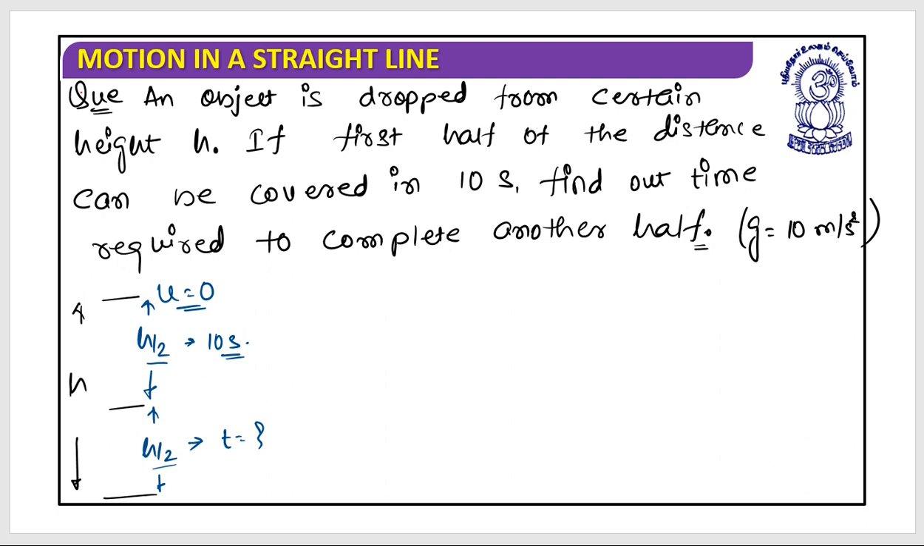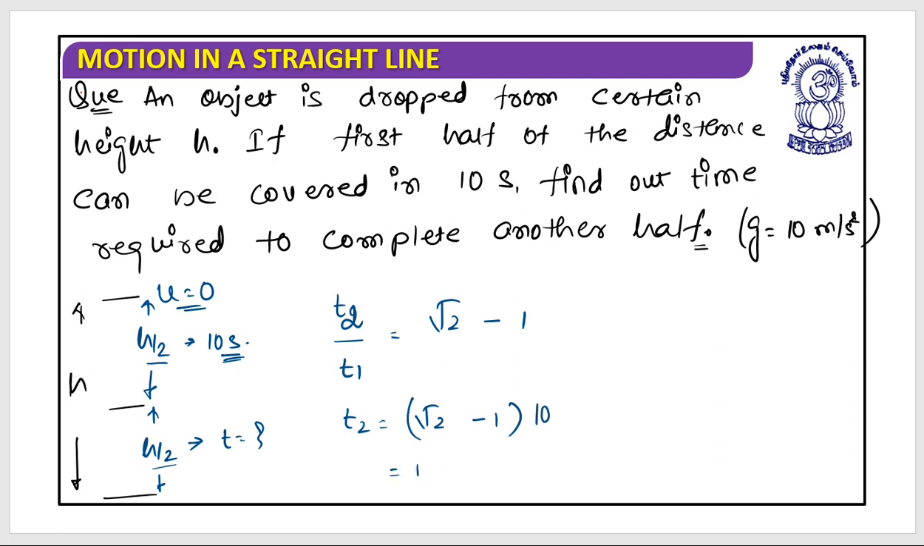So let's do it. This first distance has been traveled in 10 seconds. So this is t1, or rather I should say t2 is to t1, it's root 2 minus 1. So t2 should be equal to root 2 minus 1 multiplied by 10 seconds.